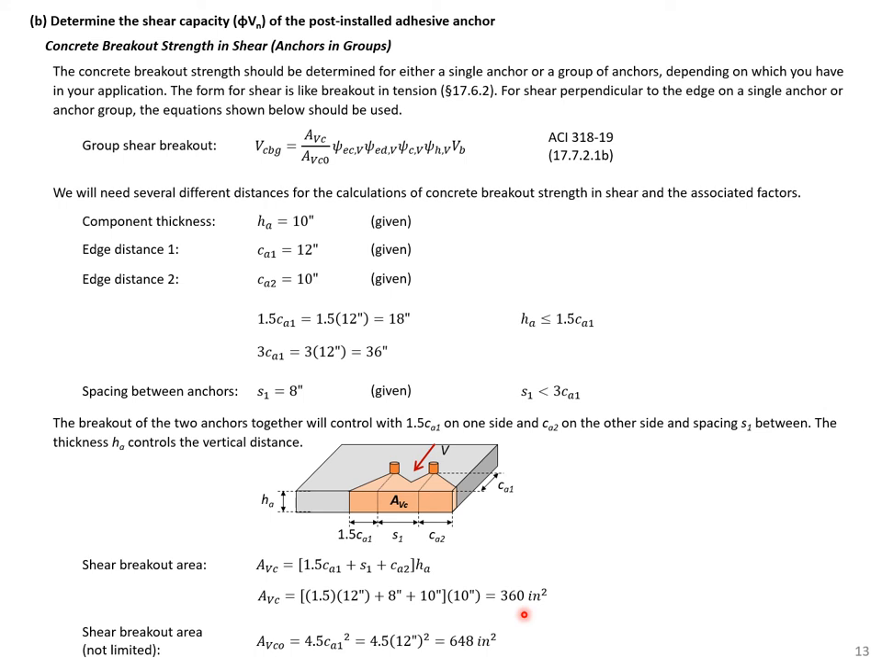The shear breakout area, if we weren't limited by any kind of edge distance, would be equal to 4.5 times C sub A1 squared. Plugging in our values here, C sub A1 is equal to 12 inches, and we'll get A sub VC naught equal to 648 square inches.